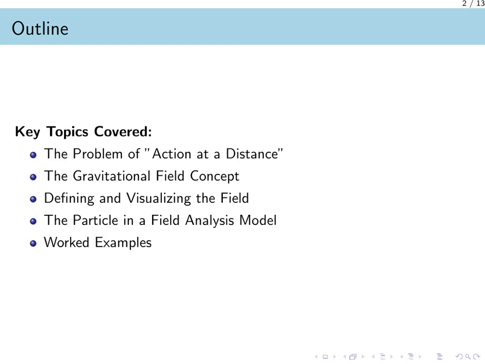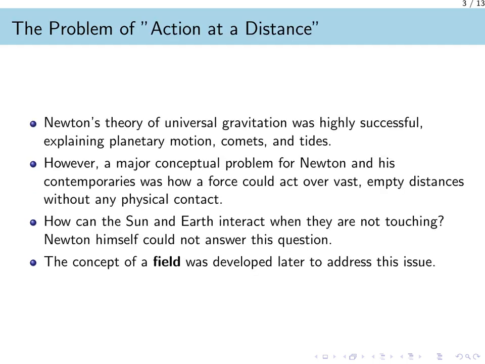Finally, we will work through a few examples to solidify our understanding and see how to apply the particle in a field model to solve problems involving gravity. While Newton's law of universal gravitation was a monumental success, accurately predicting the motions of planets and comets, it presented a deep conceptual puzzle for scientists of his time. This puzzle is known as the problem of action at a distance.